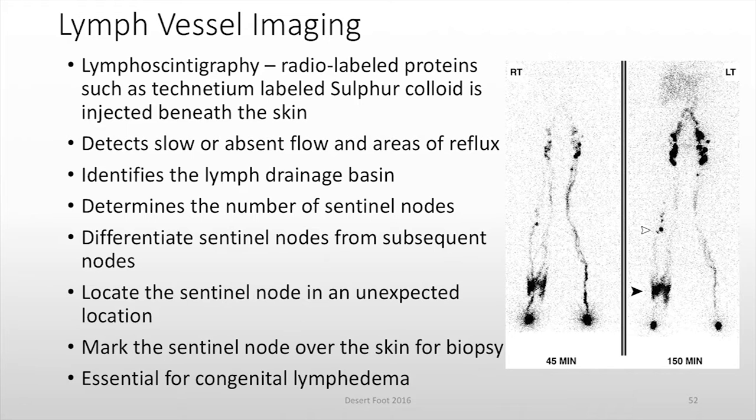Detect slow or absent flow, reflux, areas of reflux. You can see the lymph drainage associated with it. Where does the lymphatic flow go? Where are places of restriction? Does it have to make some sort of squirrely turn to get out of the leg, where maybe that could be facilitated? You can locate sentinel nodes.